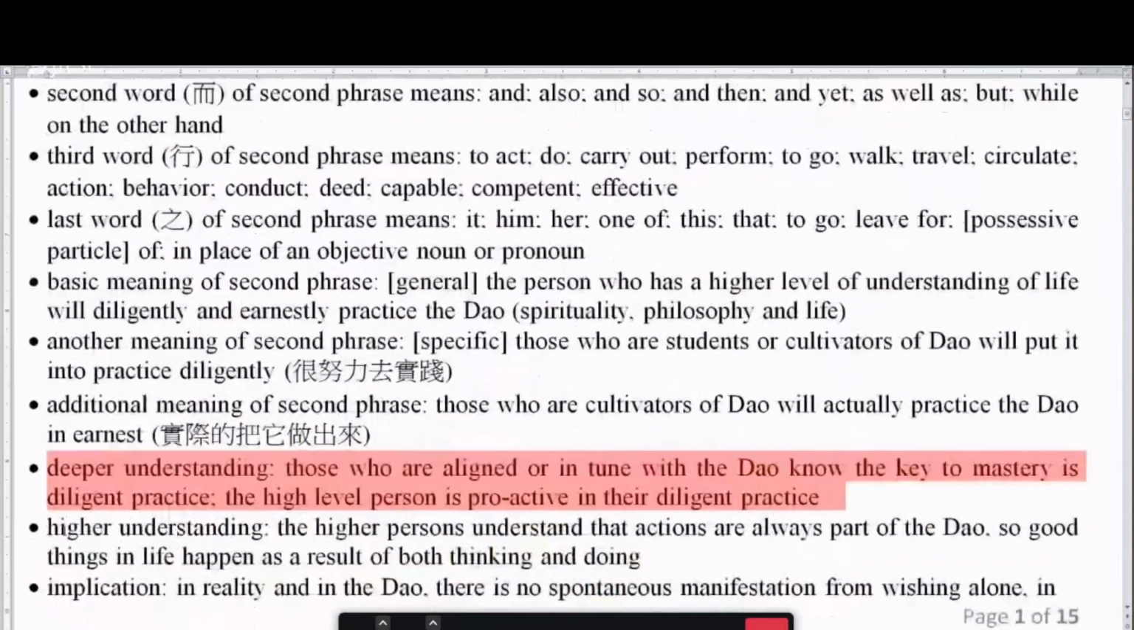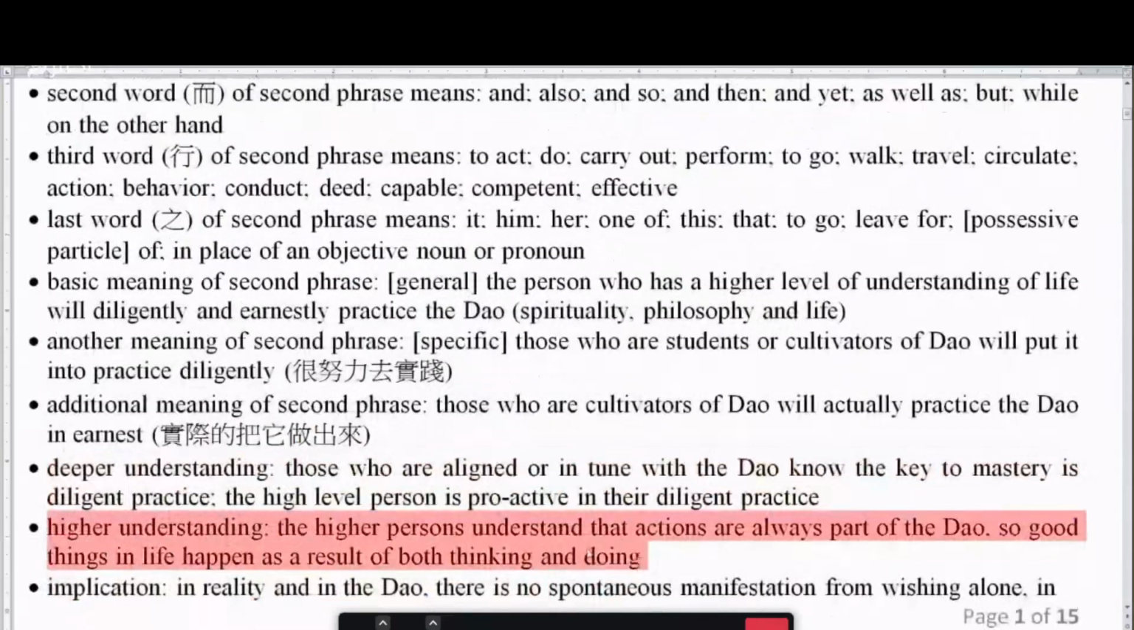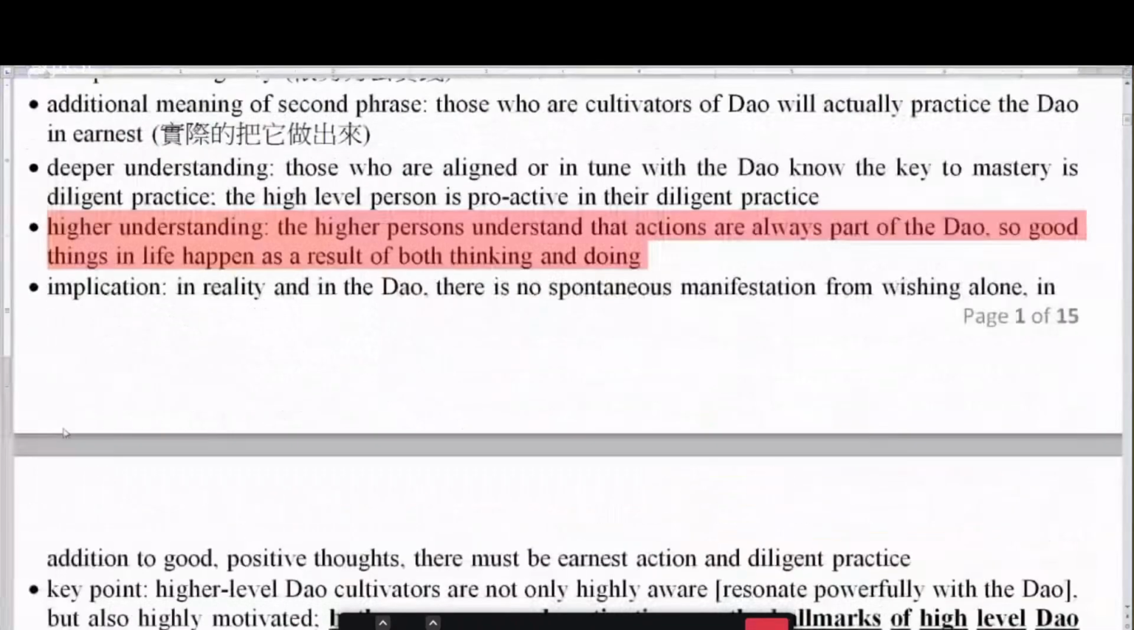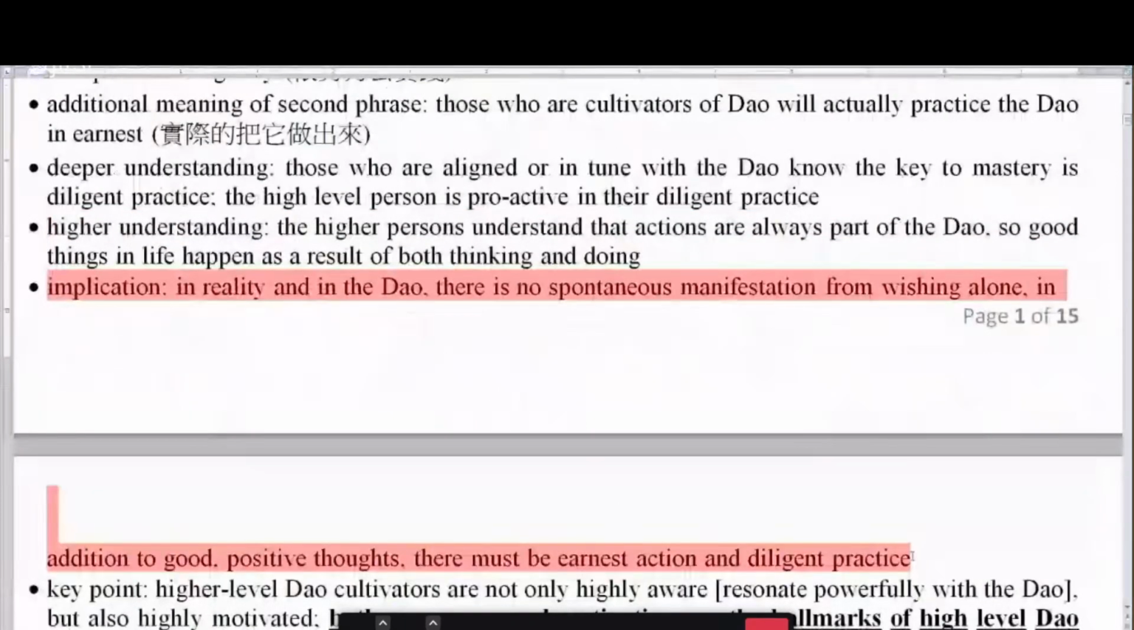The higher person understands that actions are always part of the Tao. Good things in life happen as a result of both thinking, the mental part, and doing actions. You have to have both. That's what diligently striving or taking action means. In reality and in the Tao, there's no spontaneous manifestation from wishing alone. Just because you wish doesn't mean it's going to happen. So in addition to good positive thoughts, there must be earnest action and diligent practice.